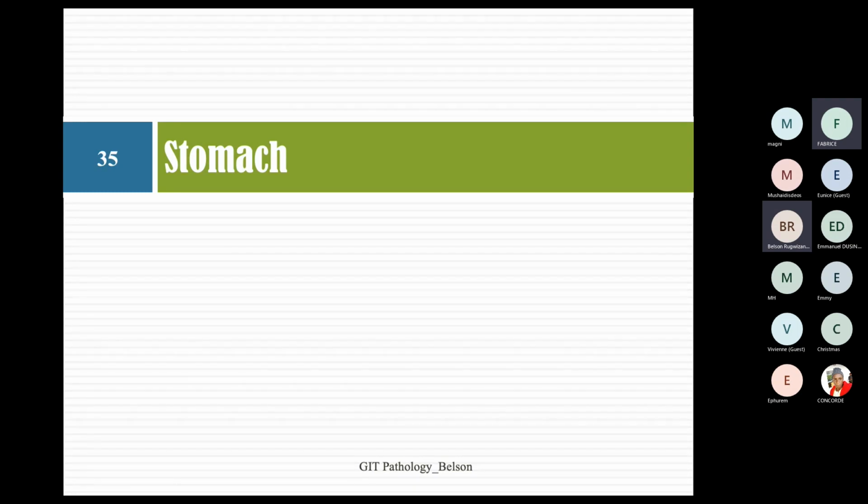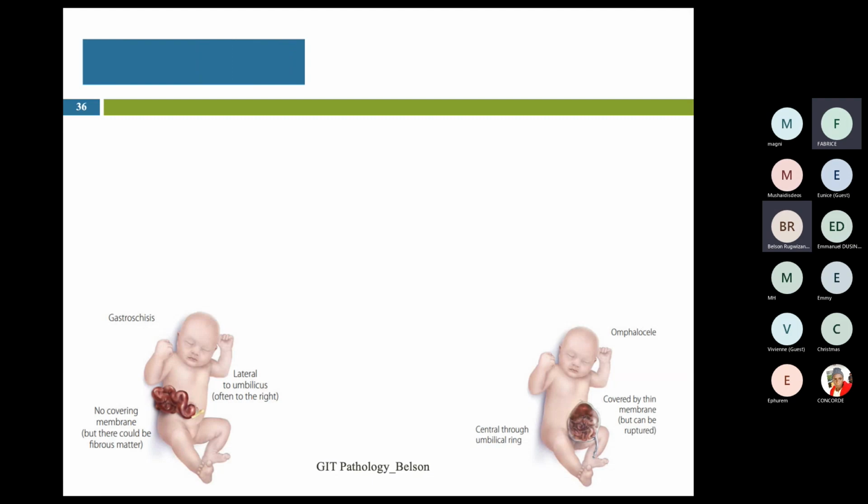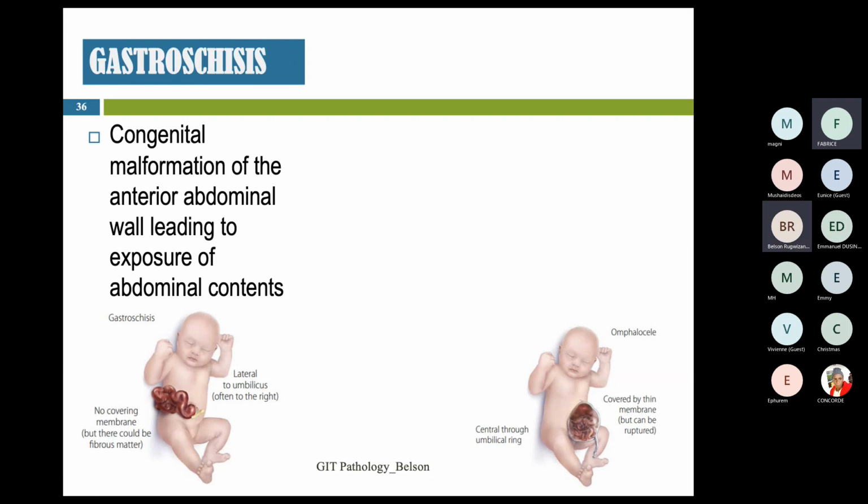So welcome. I hope you can see the screen, and we proceed with the diseases of the stomach. So for the stomach, we start with gastroschisis. So these are malformations, of course, as usual for the other organs. We start with malformation. So gastroschisis is a congenital malformation of the anterior abdominal wall, leading to exposure of abdominal contents.